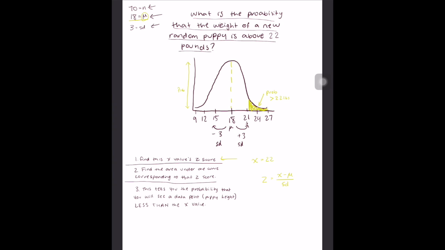And I'll change the color here to fill in the values. So 22 minus 18 over 3, which will be 4 over 3, and your z value equals 1.33. And this makes sense because it is a little bit above 21, and we know that the z-score of 21 is 1 because it's just one standard deviation away from 18.